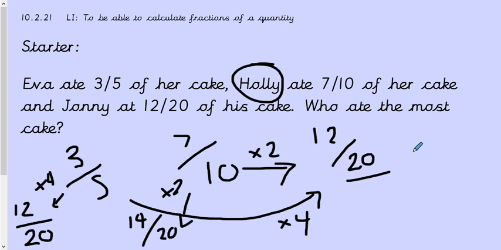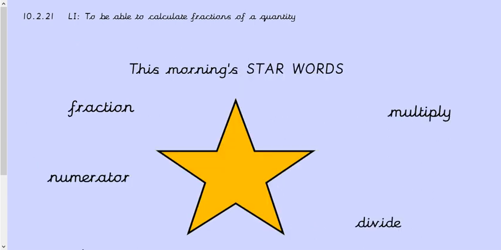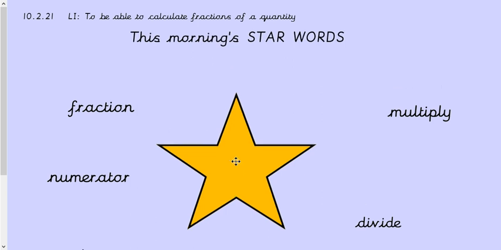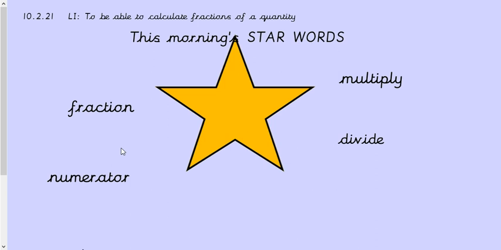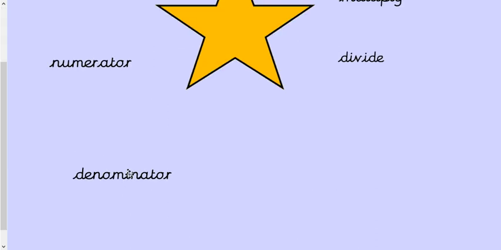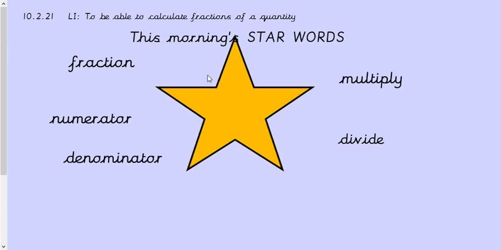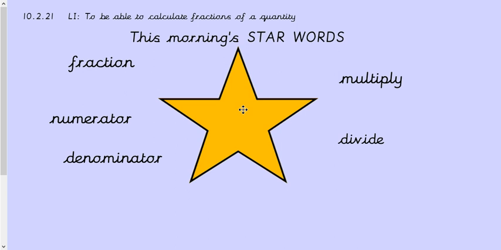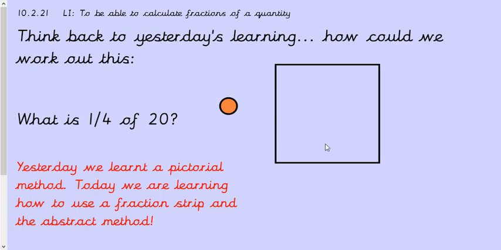Okay, for those of you who had a go on your own, hopefully you got the same answer as well. So we're going to carry on today with looking at fractions of a quantity. Let me just move this up so you can see them all. So we have the same star words. Yesterday we started looking at this method of doing it. Today we're going to learn a different method, but we'll recap what we did yesterday first before we go on to our abstract method today and using the fraction strips to help.